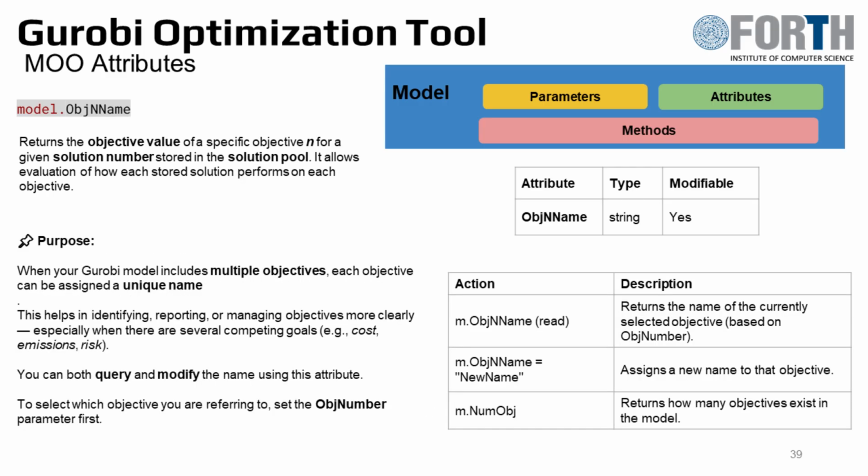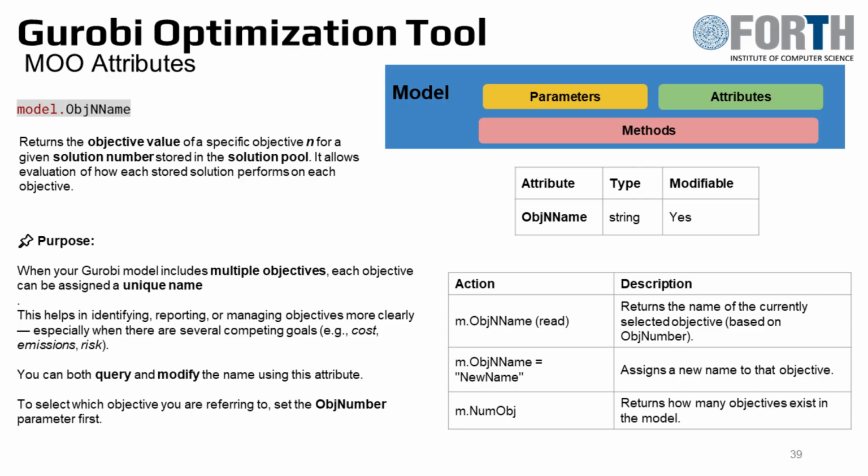Now we look at another useful attribute, model.obj_name. When working with multiple objectives, especially in larger models, objective indices alone can become confusing. Objective 0, objective 1, objective 2. These numbers are technically correct, but not always descriptive. The OBJName attribute allows you to assign and retrieve a name for each objective. This improves clarity and readability.